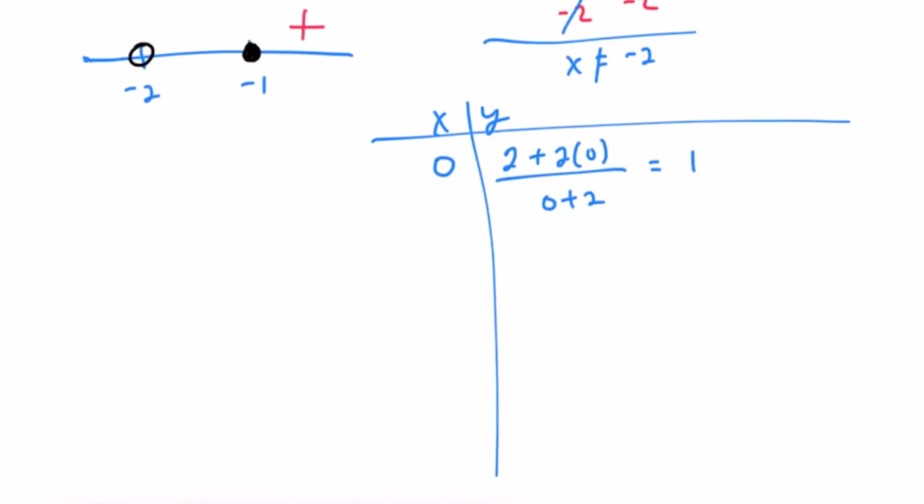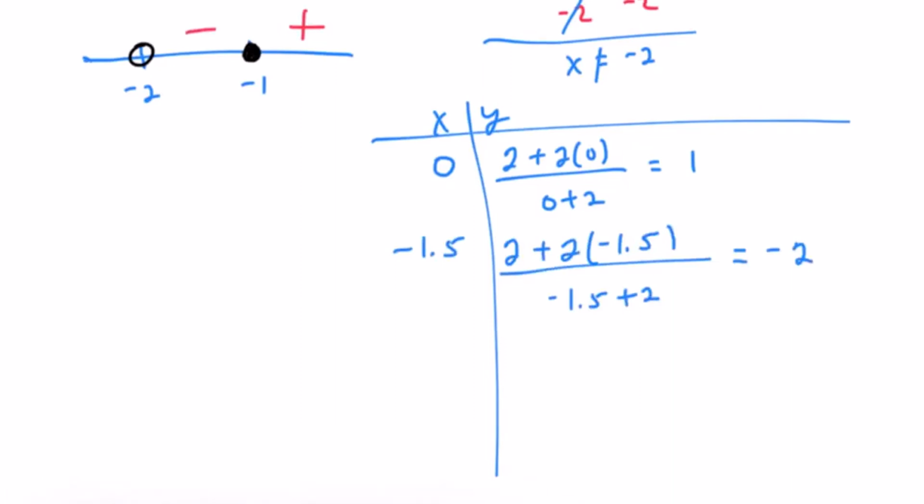Let's pick a number that is between -2 and -1. So let's pick -1.5. And we have 2 plus 2 times -1.5 over -1.5 plus 2. So this is giving us -2. So we have a negative interval.